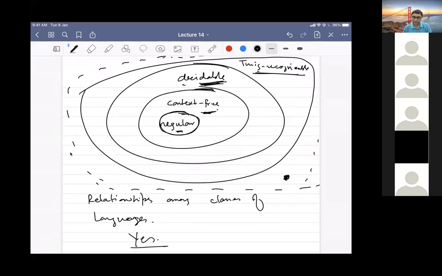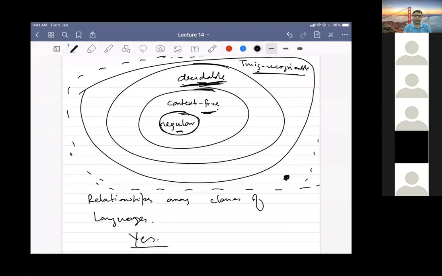So when we say that something is decidable, it means we can construct a Turing machine which will accept a string if that string belongs to the language, and it will reject if the string does not belong to the language, right? Then we go one step ahead, we say Turing recognizable. That means that if we have a language L and I give you some string X, if X belongs to the language, my Turing machine will say yes. But if X does not belong to the language, then I may never get an answer, right? So it is just Turing recognizable.